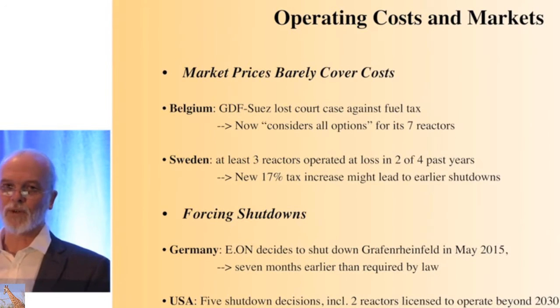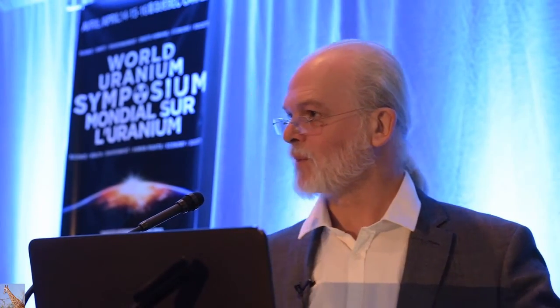They were fighting a fuel tax, which they said could drive them over the edge of profitability if they have to pay it. They lost it. So they made a statement where they said now we are keeping all options open, which means shutting down reactors much earlier than anticipated because they're not profitable anymore. In Sweden, we have seen data that illustrates that at least three reactors were losing money 2 out of 4 years. And with the new government announcing a 17% tax increase, it can have a similar effect as in Belgium.